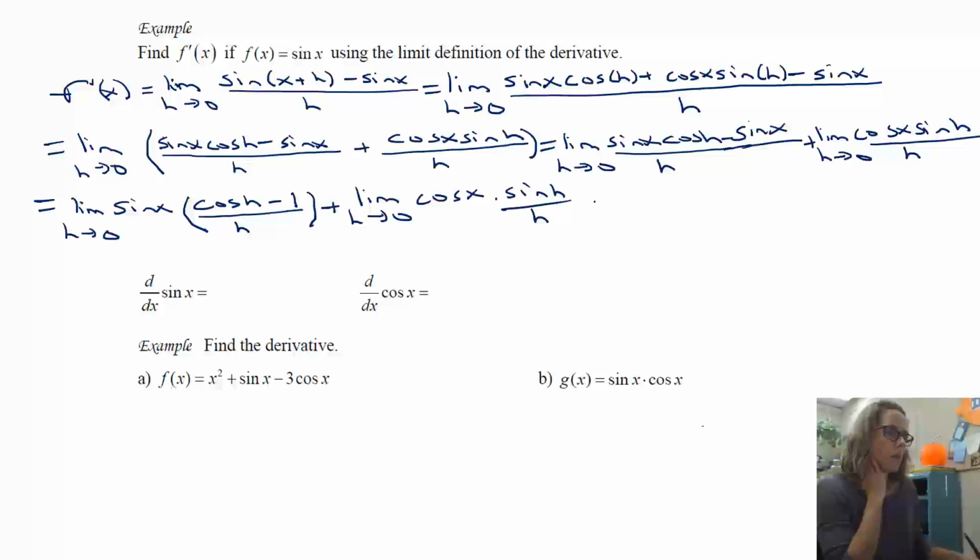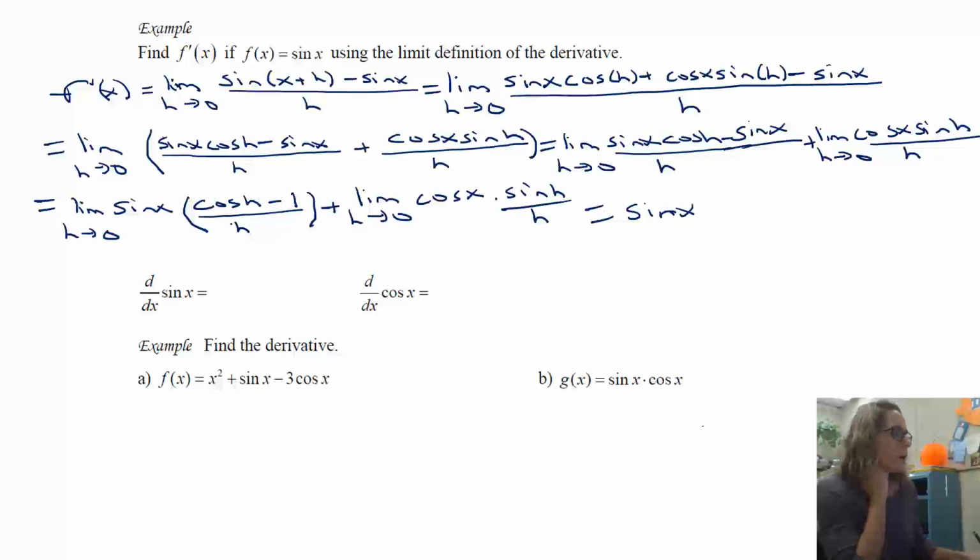Okay, so here's the big point here. Remember, this is the derivative of sine. This is the limit definition. So what happens is we look at these four pieces. So the limit as h goes to 0 of sine of x. Does it have h in it? It does not. So its limit is still just sine x.